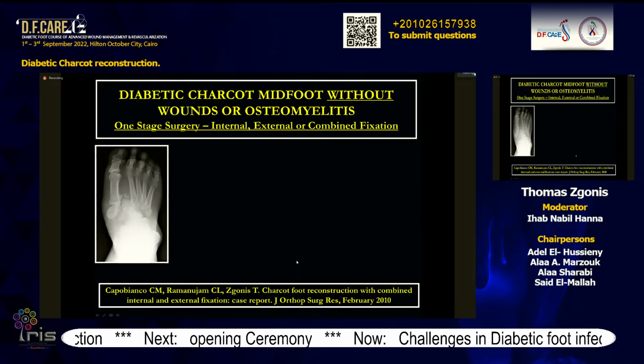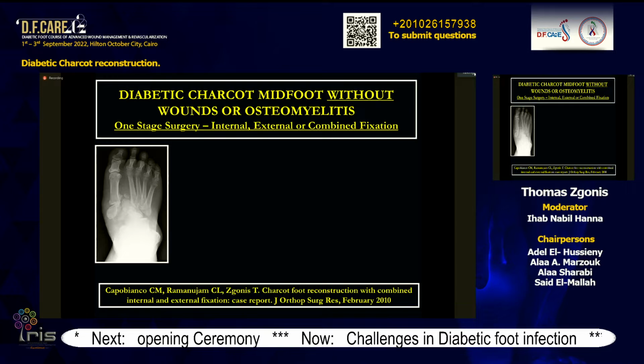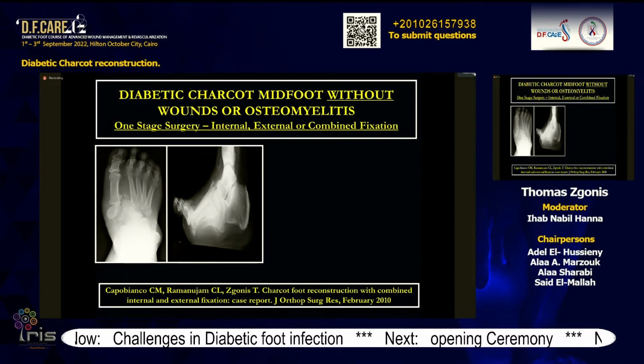So here I'm going to take you through different anatomical locations of the Charcot foot with or without the presence of any open wounds or osteomyelitis. So we start with the midfoot at the tarsometatarsal joint, the most common joint with a diabetic Charcot foot deformity. So these are patients without any history of wounds or osteomyelitis, with a severe fracture dislocation, very unstable deformity, that you can use internal fixation, external fixation, or a combination of both, depending on the anatomical fracture and dislocation.